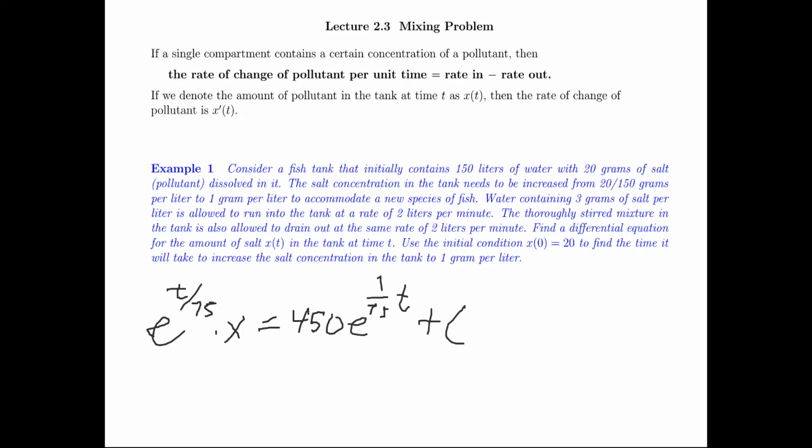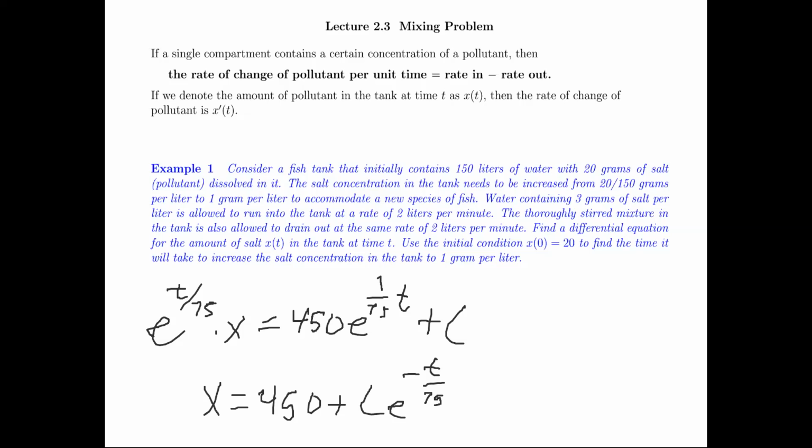We divide by e raised to the t over 75 on both sides, and we get x is equal to 450 plus c times e to the negative t over 75.